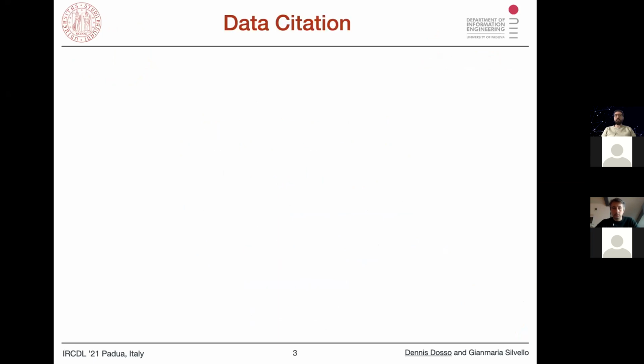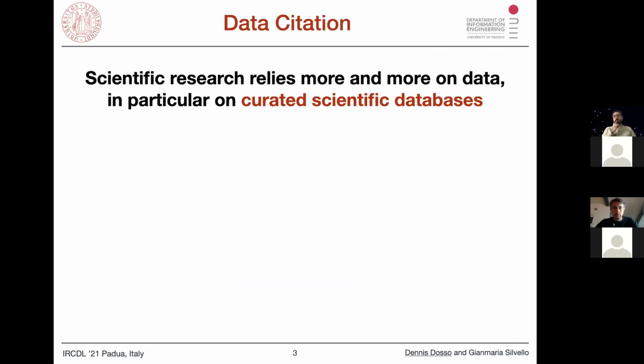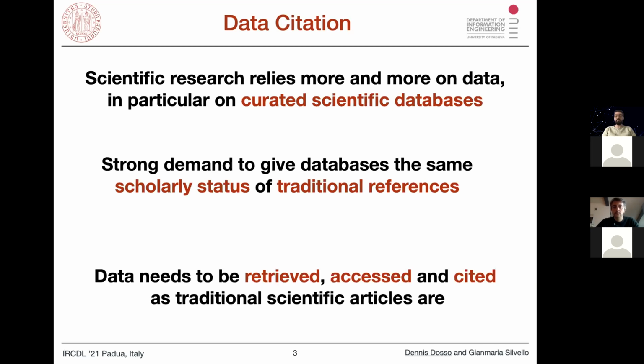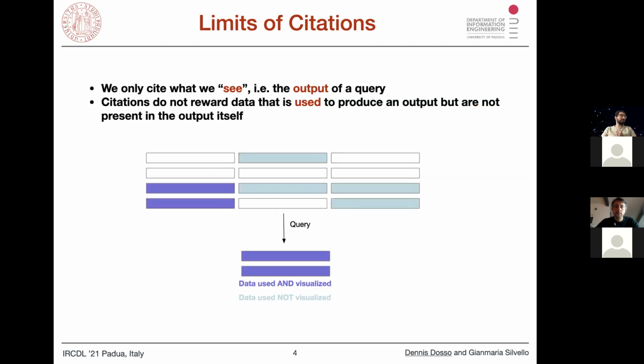So, data citation. We already saw during this edition of IRCDL that we today live in the fourth paradigm of science. Data are very important for our research. And for this reason, we need to be able to use data in our papers, but also to be able to cite them. In particular, we need to treat data in the same way, possibly, in which we treat regular scientific publications. We need to be able to cite them.